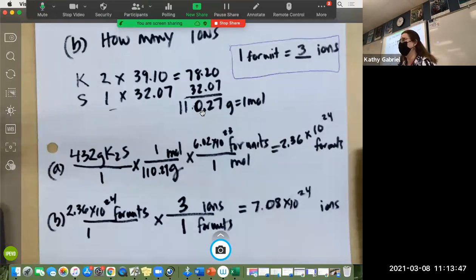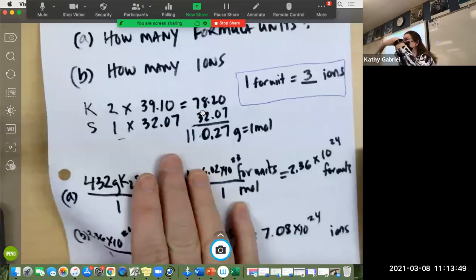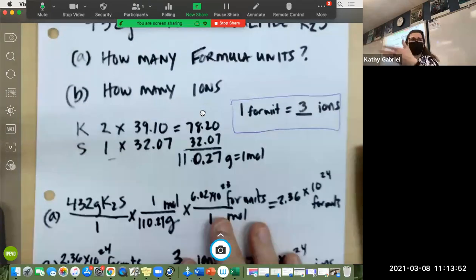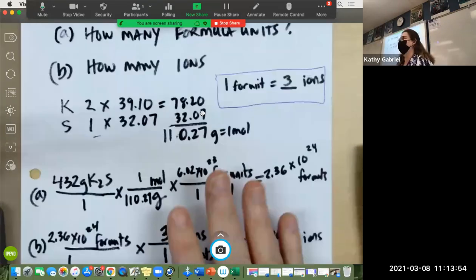I thought that one went pretty good. Did you guys like that? This is kind of nice, isn't it? Because I could be looking at you and I feel like it's a little more legible than I usually do.